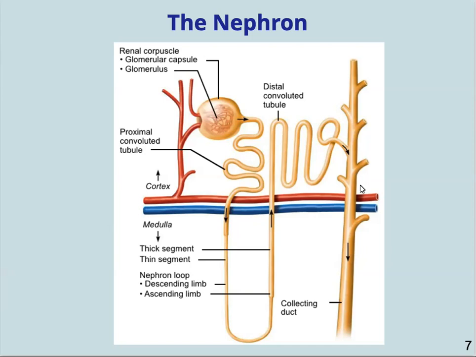Also make note of which region, whether it's in the renal cortex or renal medulla, each of these structures lie in. In other words, notice that the renal corpuscle, proximal convoluted tubule, and distal convoluted tubule are all located within the renal cortex, whereas in the renal medulla, you will find the loop of Henle. Also note that the collecting duct spans through both the renal cortex and medulla.